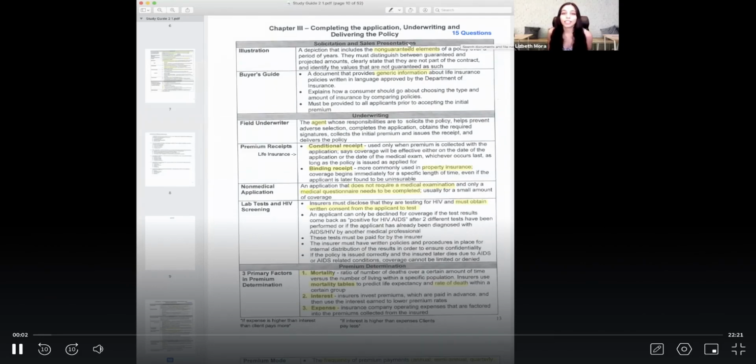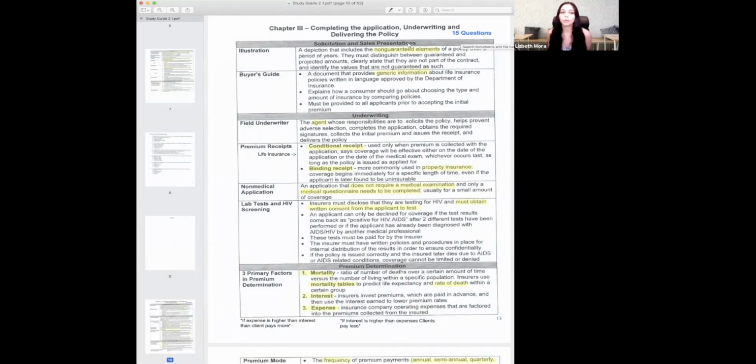Okay, so we're going to go ahead and get started with chapter 3, which is completing the application, underwriting, and delivering the policy. So the first term we're going to go over is illustration. Illustration is something like a picture. So you have a picture of what your policy could look like, right? But if everyone is getting a picture of what their policy could look like, that means that most likely it's not what your policy is actually going to be.